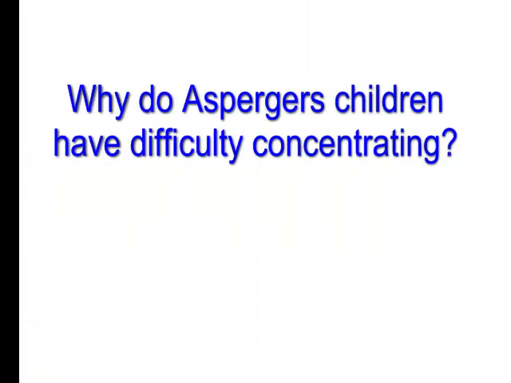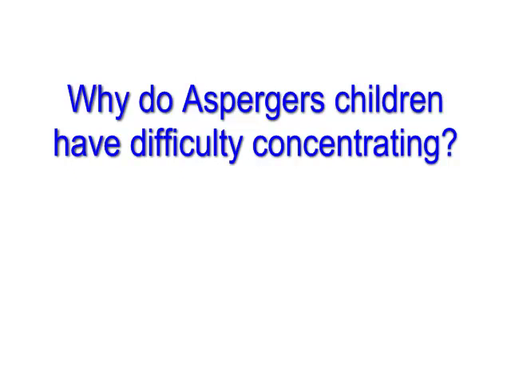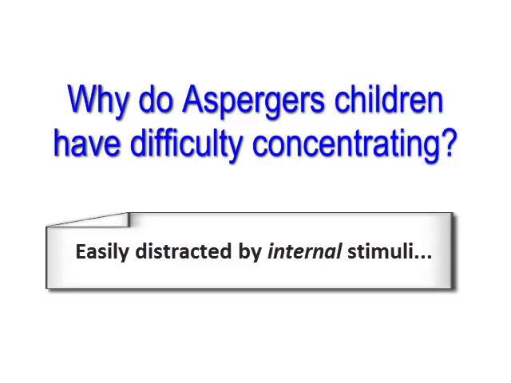Now, first of all, let's look at why some Asperger's children have problems with concentration. One reason for poor concentration is that Asperger's students tend to be easily distracted by internal stimuli. For example, they may be sitting there looking at the teacher as if they are paying attention, but in their mind, they're actually focusing on and fantasizing about their passion or their favorite subject.